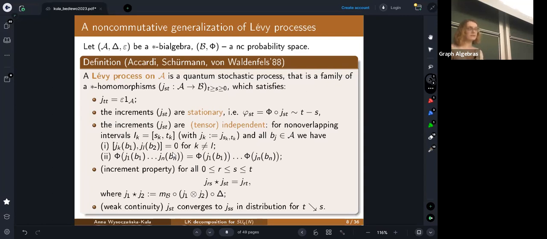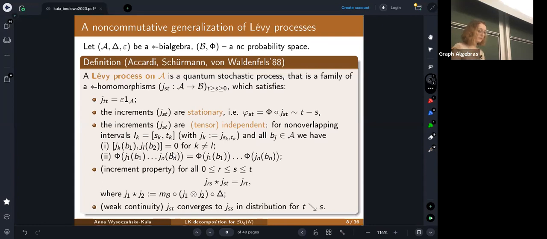And this family should satisfy dual properties to what we expect from a stochastic process to be a Lévy process. It will start from the co-unit, epsilon, our character will be the co-unit here. The increments are these elements of the process, and they should be stationary, which means that the distribution of these increments depends only on the length of the interval. The increments have to be tensor independent. Well, we have several notions of non-commutative independence, but it can be shown that they more or less can be reduced to the tensor one. So tensor independence here means that the process for non-overlapping intervals will commute, and they will factorize under the state phi.